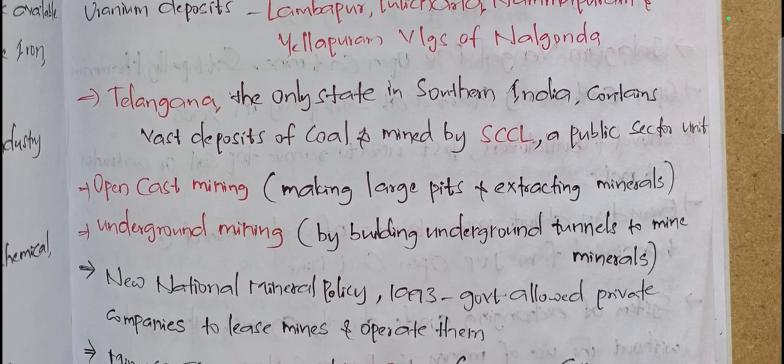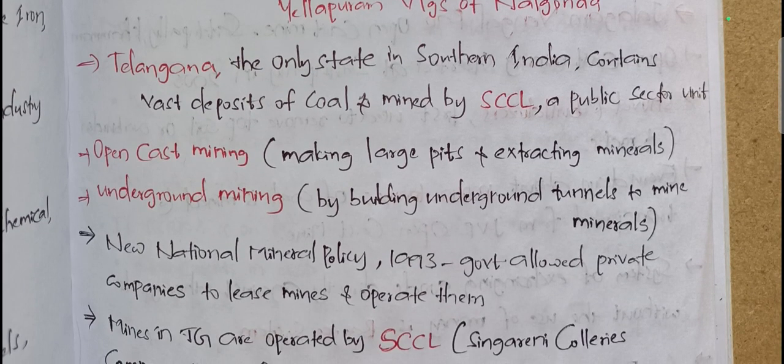Open cast mining is making large pits and extracting minerals. Underground mining is building underground tunnels to mine minerals. There are basically two types of mines: open cast mining and underground mining. By using both, we generally extract coal.